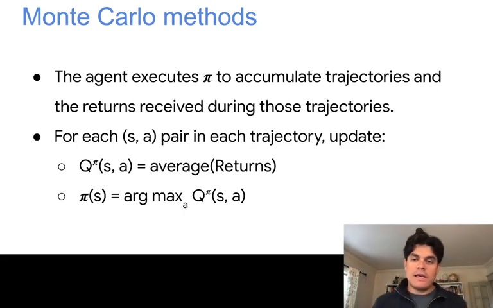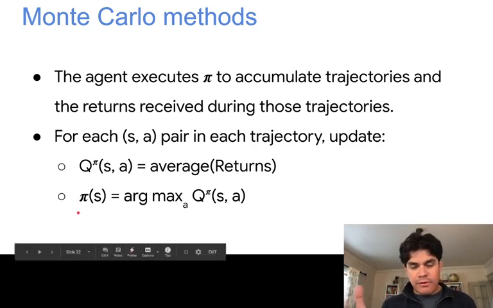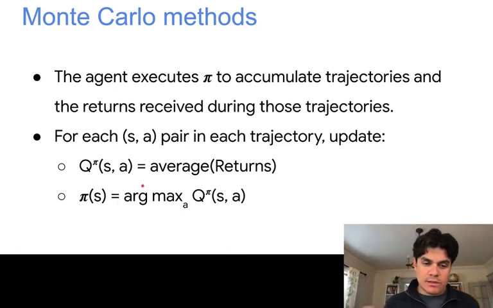In Monte Carlo methods, the agent will execute its current policy pi and accumulate trajectories by executing this policy, and it will also record all the rewards that it receives throughout these trajectories. Then after doing this for a while, it'll basically just do an average. Given a state-action pair (S, A), its estimate for Q will simply be the average of the returns it receives. If we're dealing with discount factors, then it'll also include the discount in computing this average. After performing this update for Q, we're going to update the agent's policy pi by simply taking this argmax. This again is a pretty simple method. It's known to work fairly well.